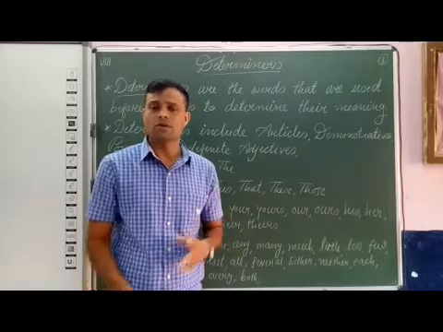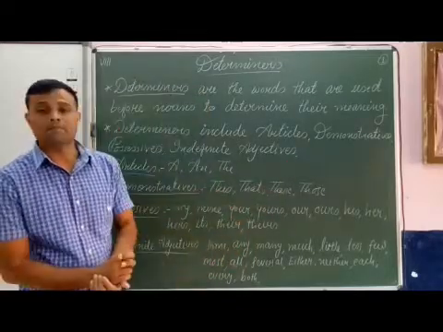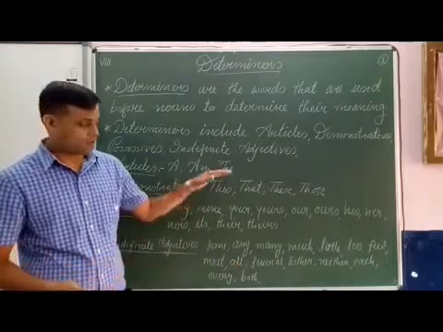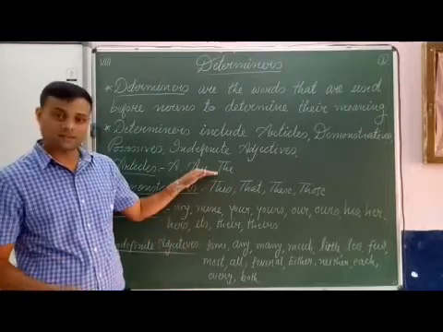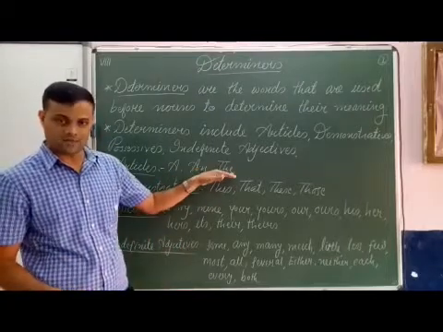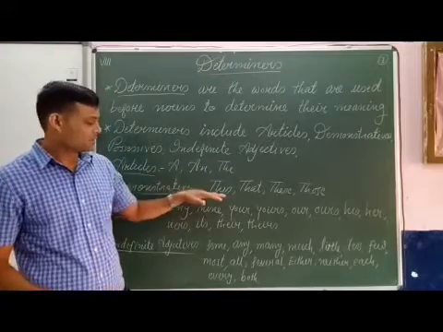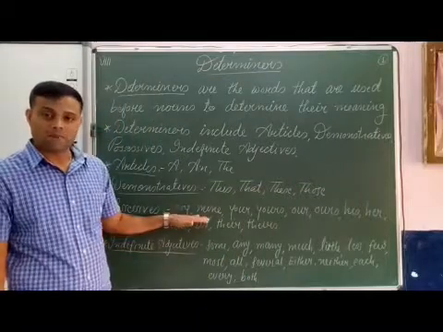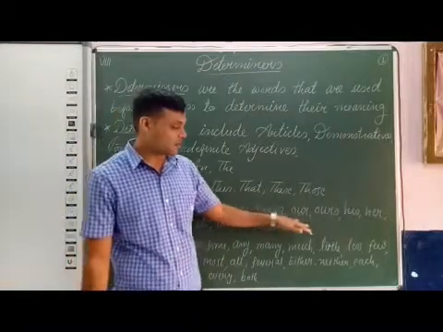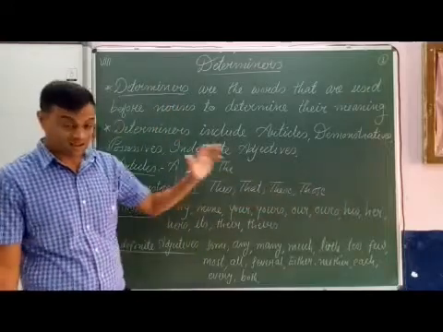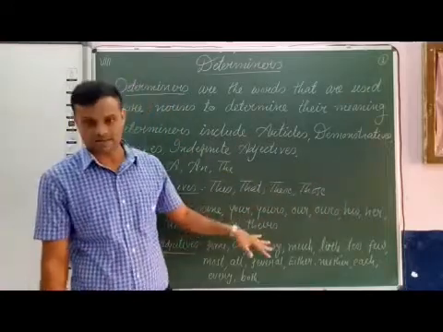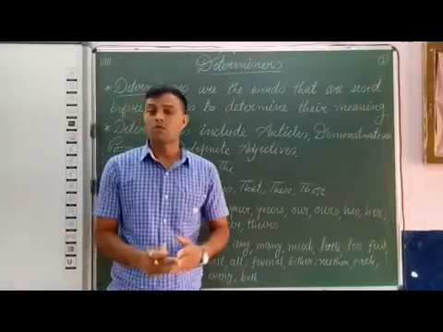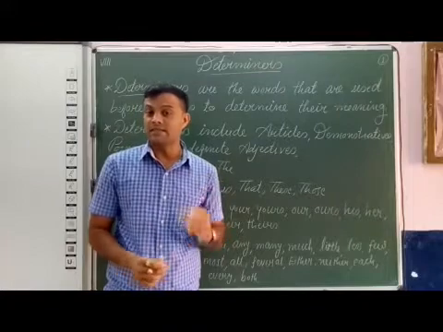Now we are going to study each one of them. Already we studied them, so we recapitulate all of them. Articles, use of a, an and the. Demonstratives: this, that, these and those. Possessives: my, mine, your, yours, our, ours, his, her, hers, its, their, theirs. And indefinite adjectives. So I hope you have understood the meaning of determiners.